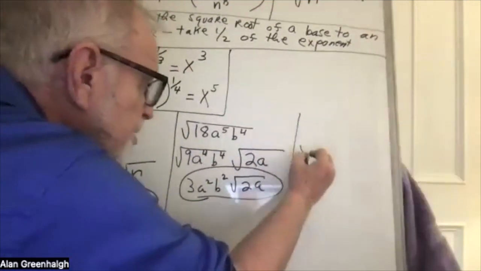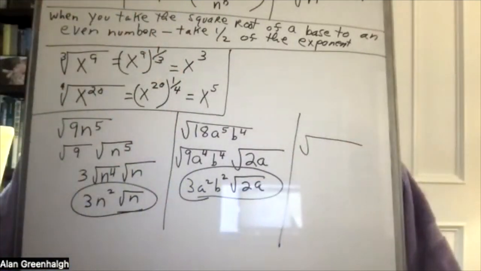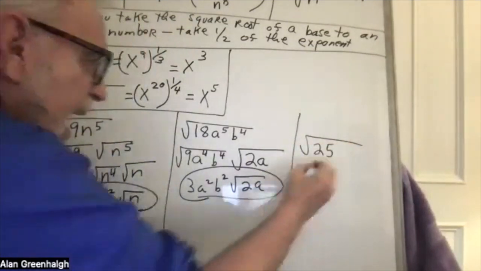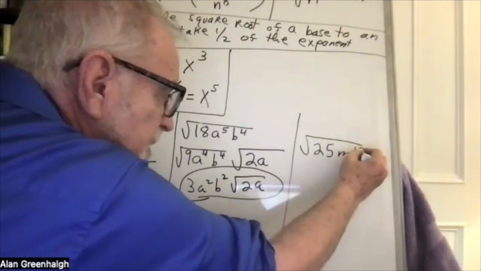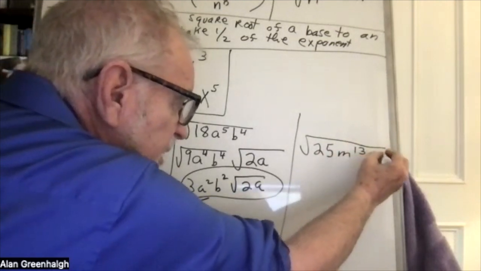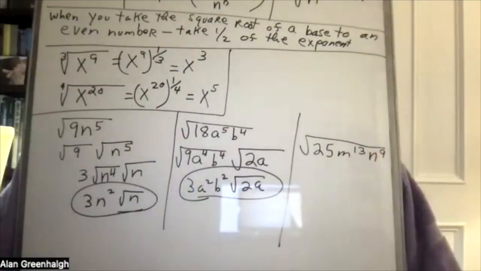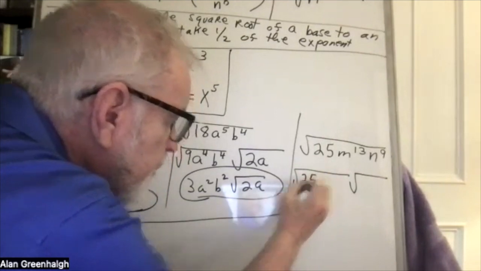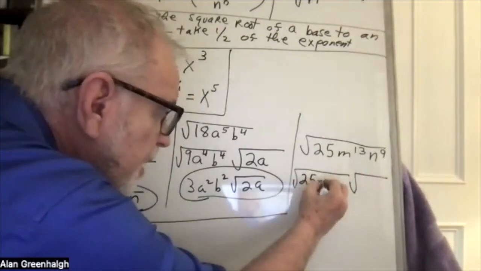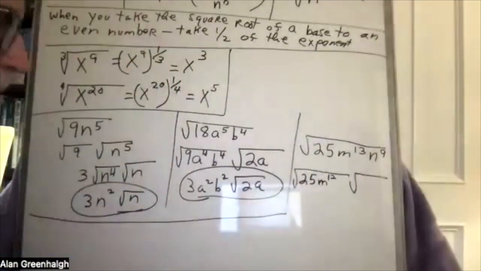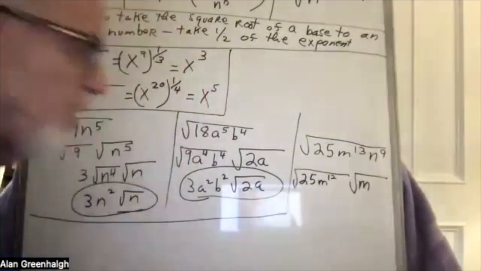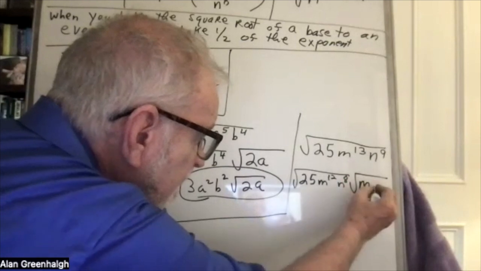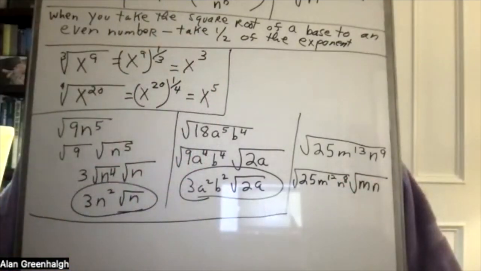Next problem. The square root of 25 m to the 13th n to the 9th. The perfect square is 25, M to the 12th, and then M to the 1st, N to the 8th, and M and N.